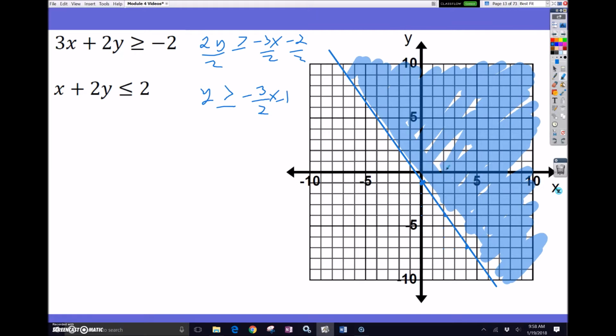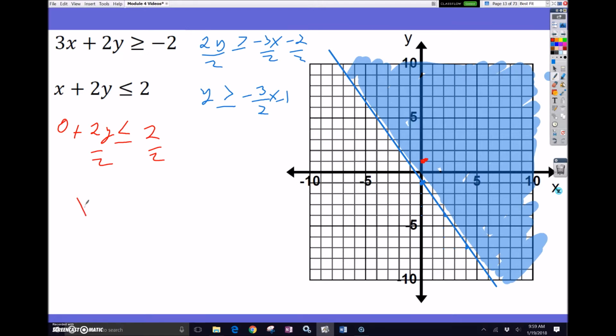Now the next thing I want to do is graph x plus 2y is less than or equal to 2. To do that, I'm going to graph this in standard form, so I'm going to do that in red. If I had 0 for x, I would have 2y is less than or equal to 2, which means my y-intercept here would be 1, because I would divide both sides by 2. So my y-intercept is positive 1.